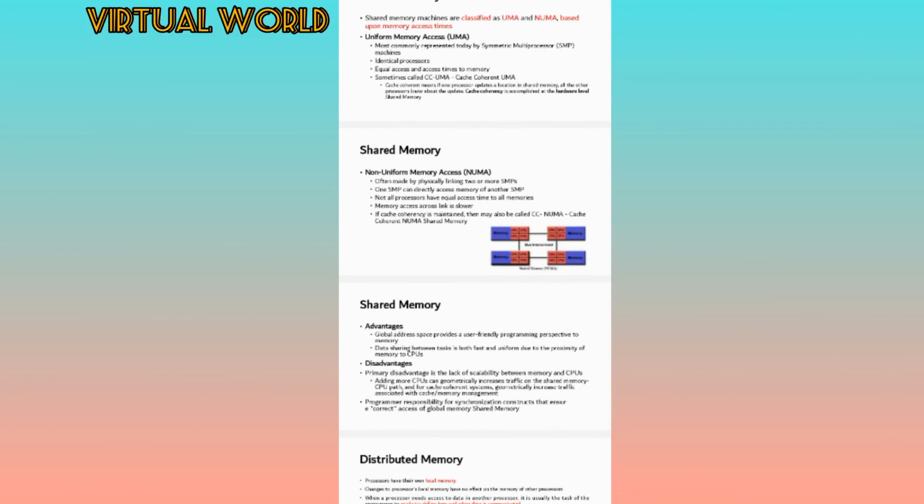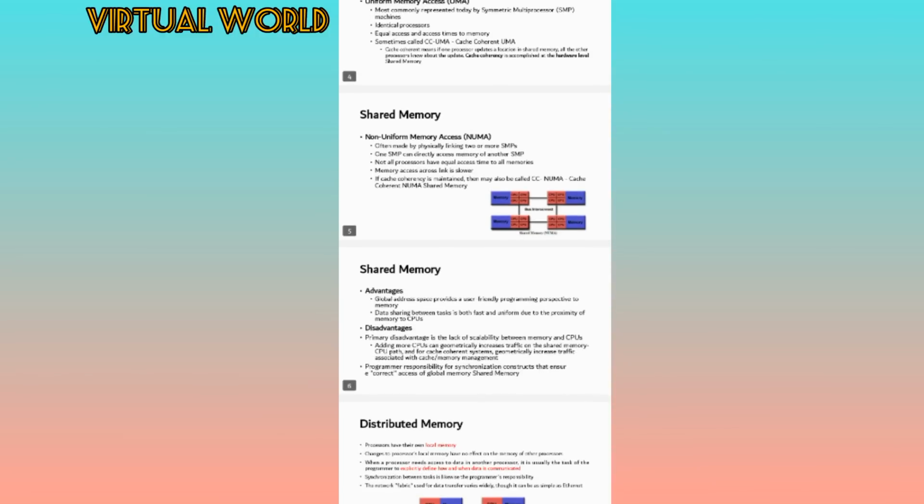Shared memory machines are classified as UMA and NUMA based upon memory access time. Let's discuss what UMA is. UMA stands for Uniform Memory Access. It is most commonly represented by symmetric multiprocessor machines. They have identical processors with equal access and access time to the memory, and sometimes they are also called CC-UMA, which stands for cache coherent uniform memory access.